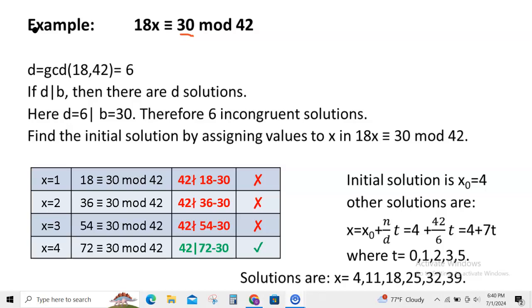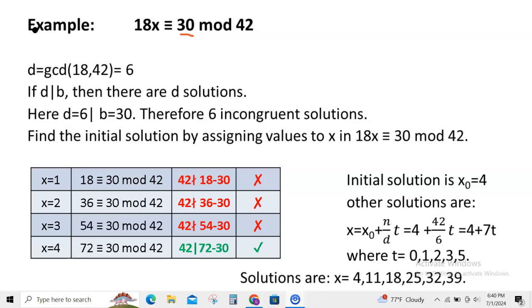And next we have to first find one initial solution by assigning random values. We try assigning the smallest value. So first we give x is equal to 1. So x is equal to 1 will give you 18x congruent to 30 mod 42. Now you have to check whether this is true by using the linear Diophantine equation. You have to check whether n divides ax minus b. So here we have to check whether 42 divides 18 minus 30.